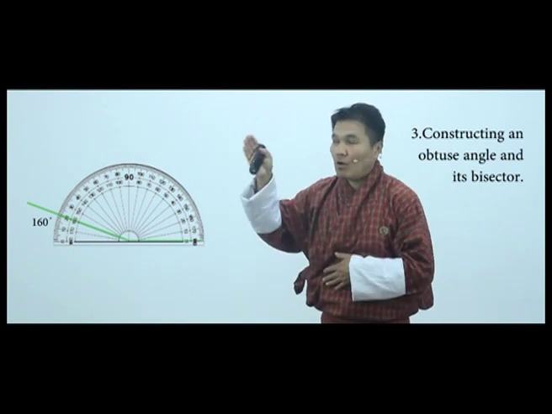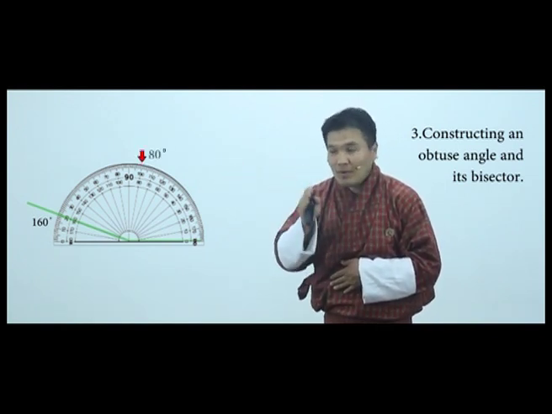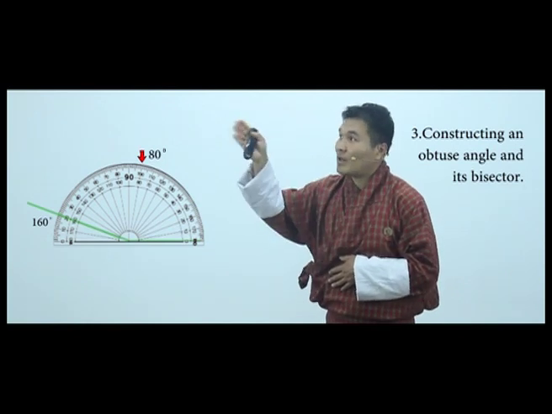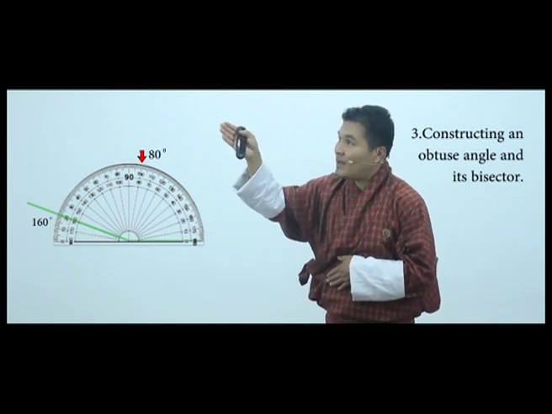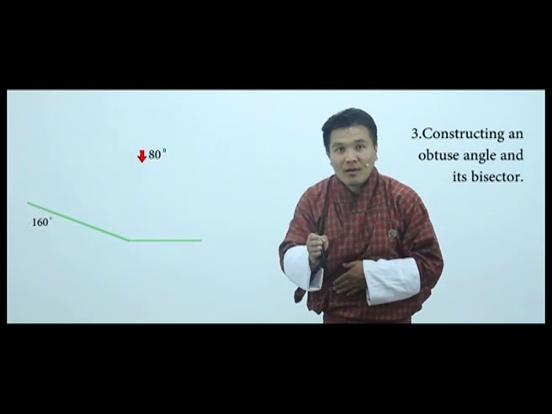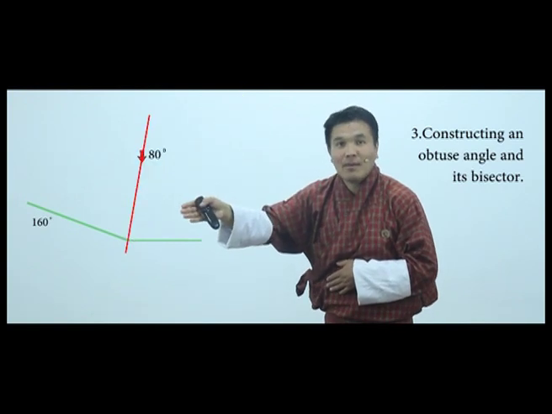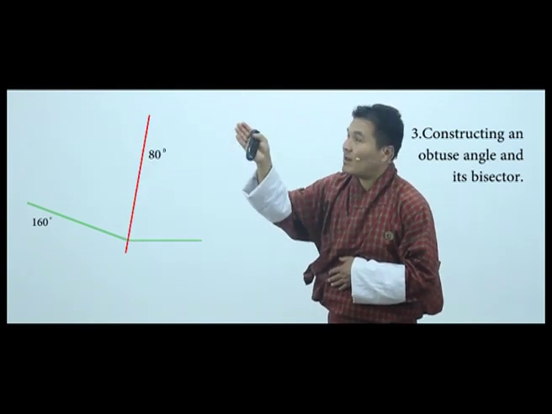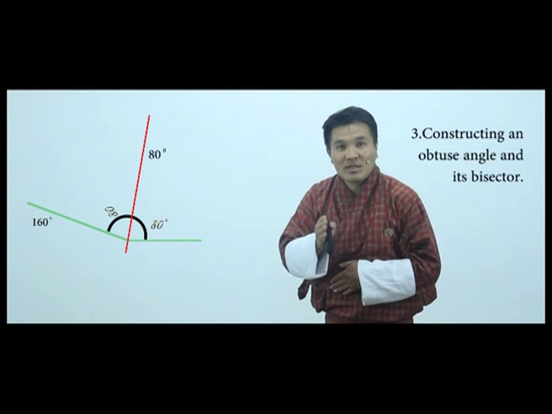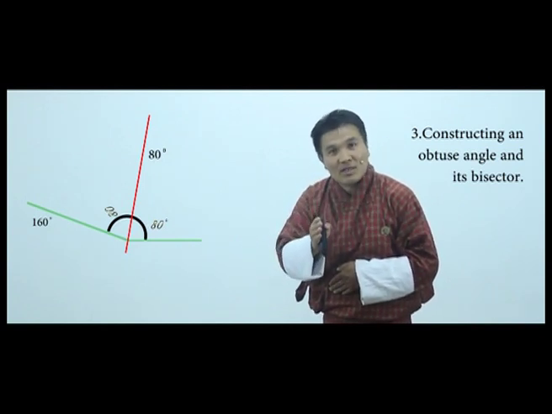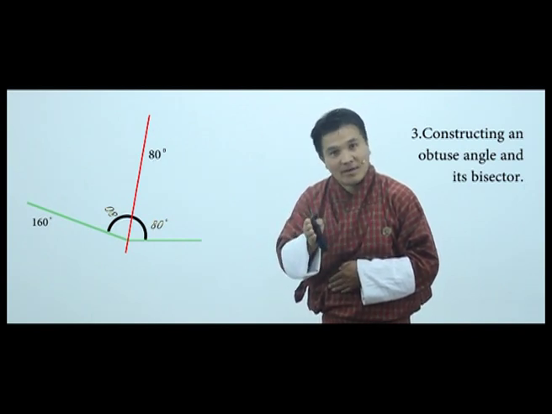Putting your protractor on the angle from the lower arm, mark it as half. For now we have 160, so your half is 80 degrees. Mark it on 80 degrees as shown on the screen, and picking up your ruler and keeping your protractor aside, join the dot right to the vertex. Now if you check these two angles, you are going to have two angles of 80 degrees. This is how you draw an angle bisector for an obtuse angle of 160 degrees.